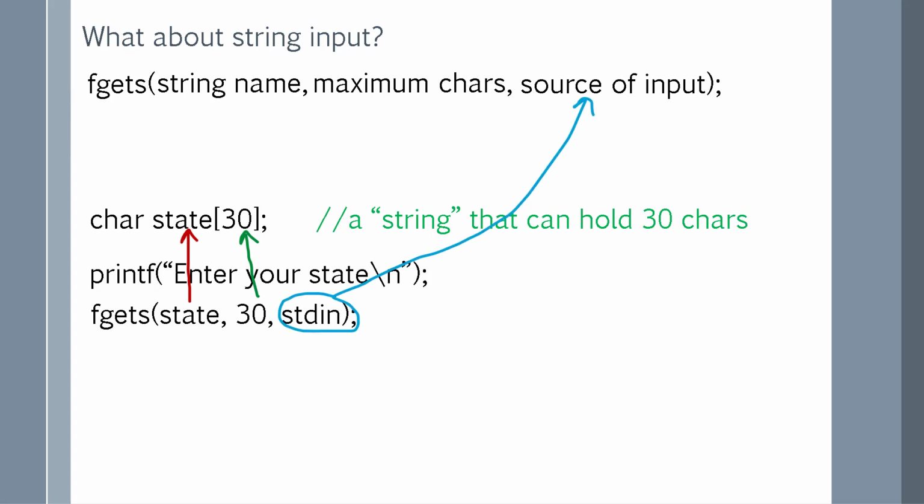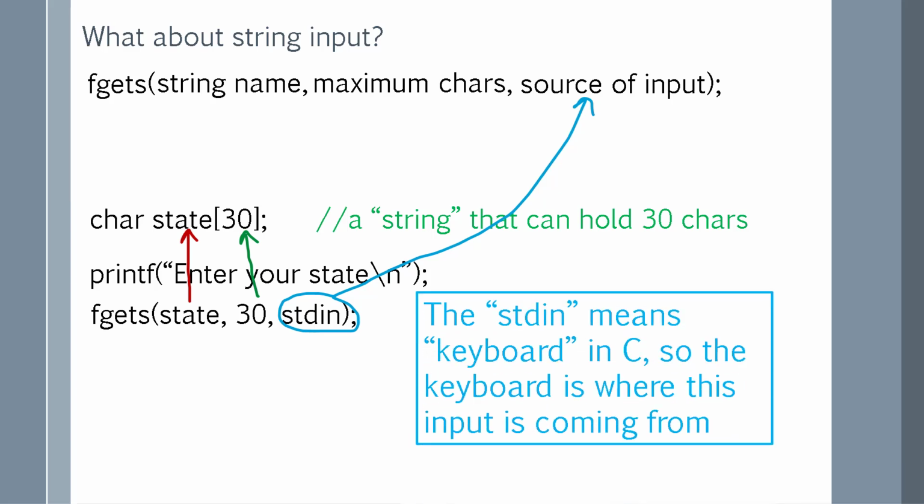Now you've got to remember, stdin is another name for the keyboard in our course. And as explained in the reading, we remove the \n from the string. When we study strings in more detail, we'll revisit using fgets and removing the \n.